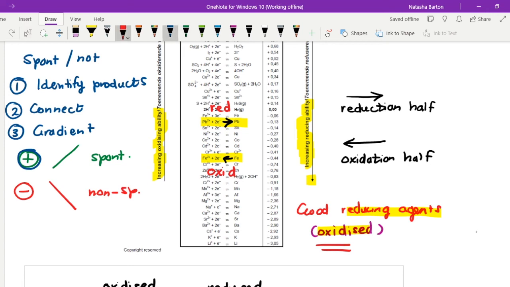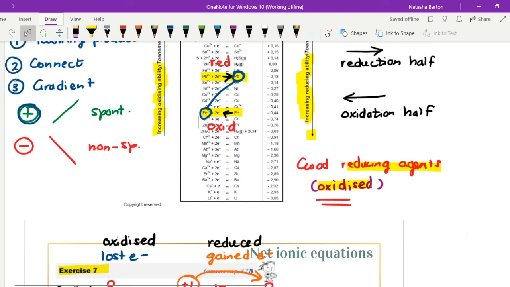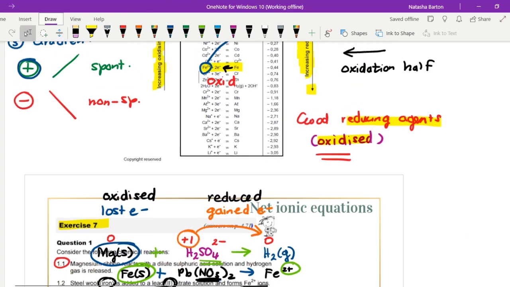So that already tells us that this reaction is spontaneous. But to take things a bit further, to check if it's spontaneous or not, remember we circle our products, which is lead solid and iron ions. And then we draw a line to connect these products. We find that the gradient is positive, so we have a spontaneous reaction. Not necessary to know for this problem, but I'm just letting you know so that you learn more and more along the way. So now we need to write down our equations.